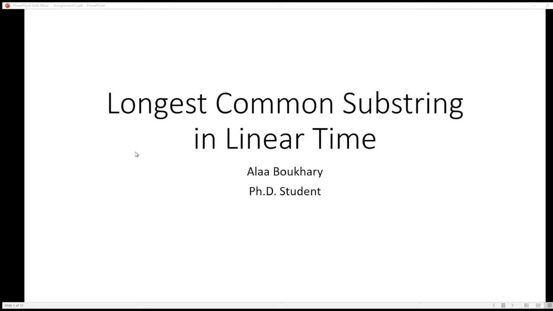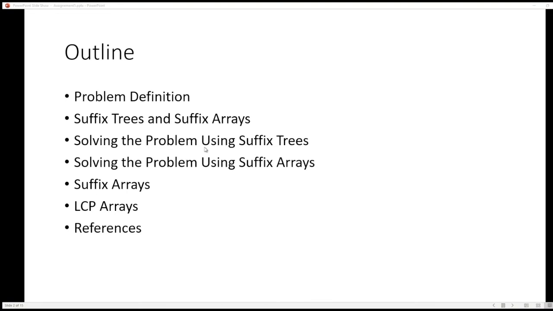Hi, in this presentation I will show how to solve the longest common substring problem in linear time. First I will formalize the problem, then I will explain briefly what is a suffix tree and what is a suffix array. Then I will show briefly how to solve the problem using suffix trees. But the main content of this presentation will be focusing on suffix arrays, so I will show how to solve this problem using suffix arrays.